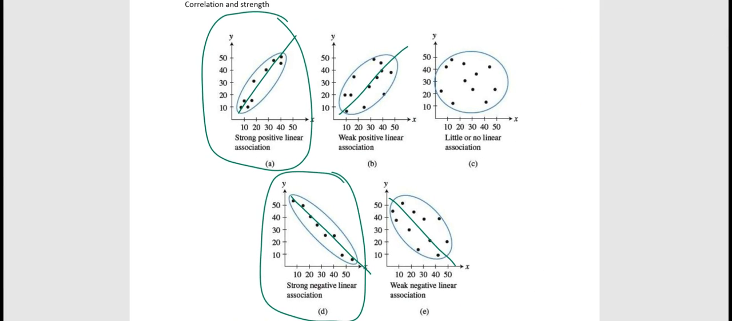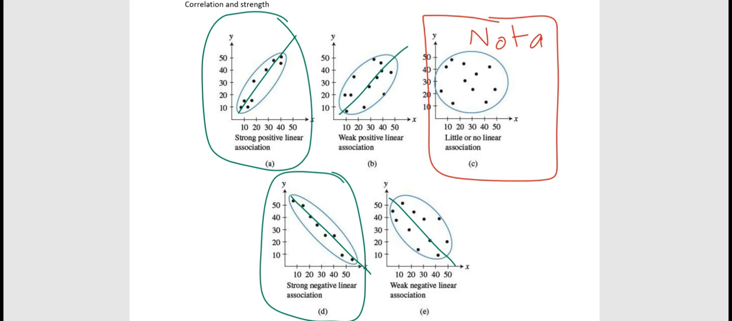Out of those 5 pictures, which one doesn't look like a line at all? Ah, letter C. Okay, not a line. Kind of looks like a shotgun went off, you know? Just everywhere, a game of marbles, right? All random, no pattern to follow.